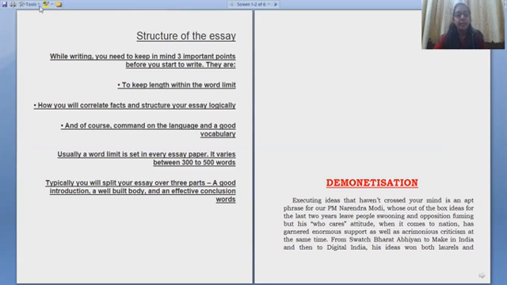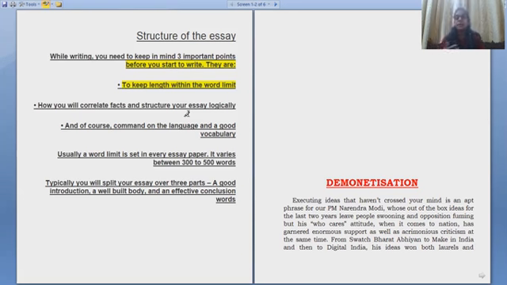First of all, let's see. I have just started with the structure of an essay. While writing, you should keep in mind that before you start, there are certain points that you need to remember. First is to keep the length within the word limit. Yes, that's very important, that you keep the length of the essay according to the word limit that has been given to you.